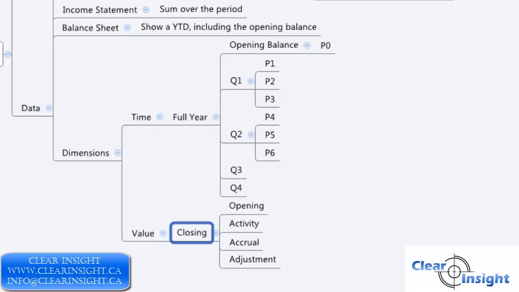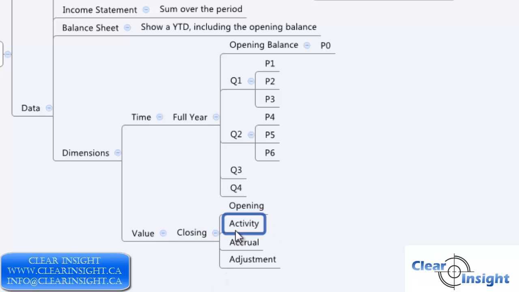Now, if we're looking at an income statement account, there's probably no opening balance because you don't need it. The activity is just whatever happened. Probably we might not need an accrual, we might not need an adjustment. So if we're storing all of our data as activity for an income statement account, it rolls up nicely to give us our closing balance.